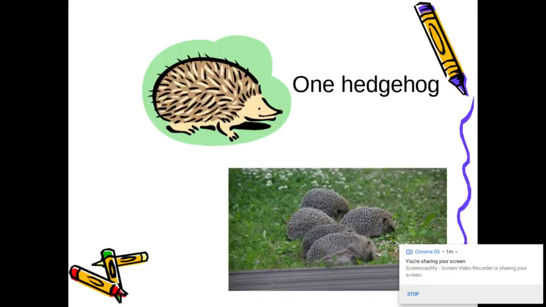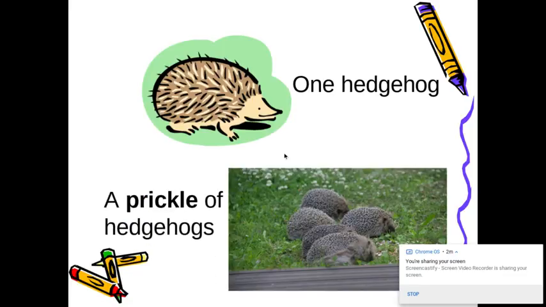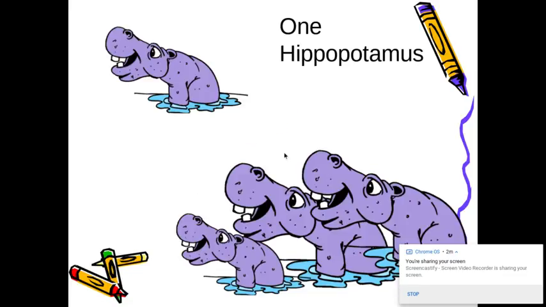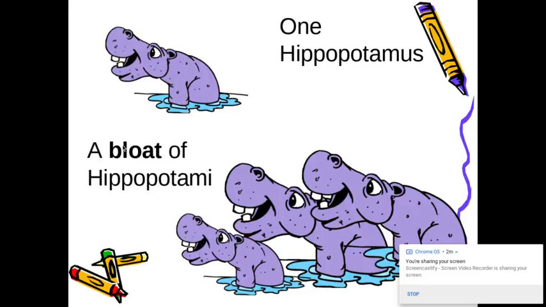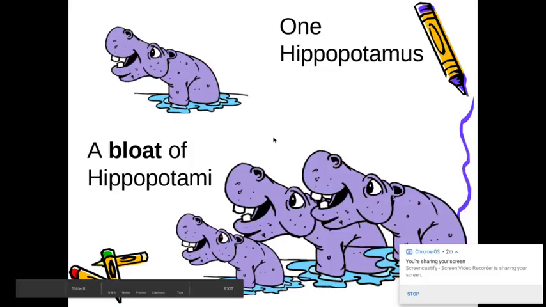There are some animal groups that we're not super familiar with their collective nouns. One fun one is for hedgehogs. A group of hedgehogs is called a prickle of hedgehogs. And hippopotamus. If we have more than one hippopotamus, it is called a bloat of hippopotami. So bloat is the collective noun. That's the group word that refers to multiple hippopotami.